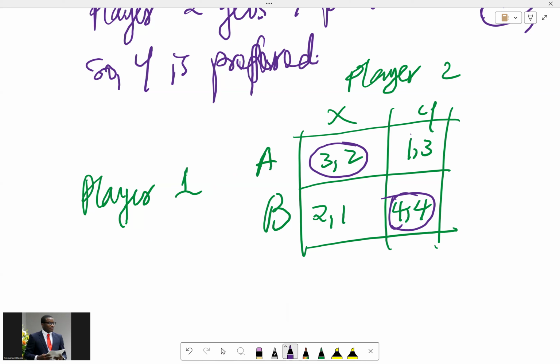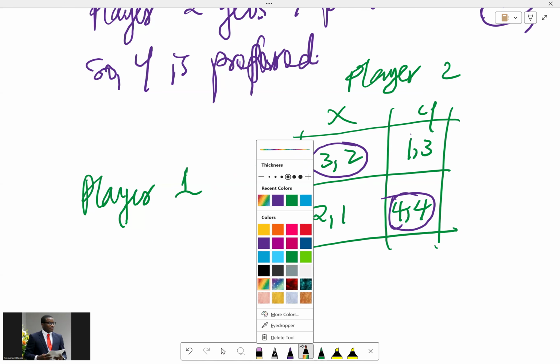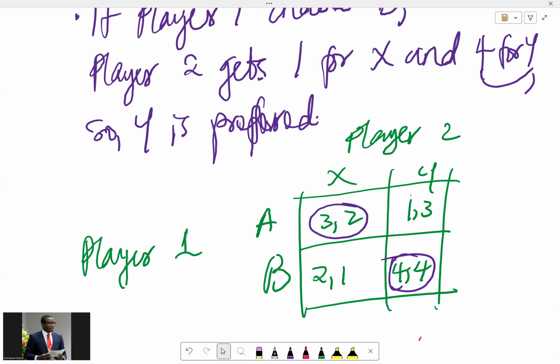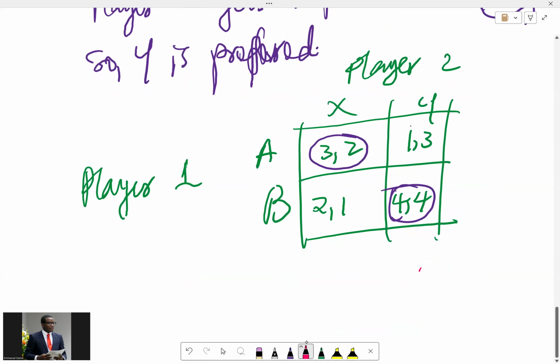Let me change this marker to something else. So imagine for player two, now what are the best responses? The best responses for player one are 3, 2, and 4, 4. So we want to see where they overlap, and that will be the Nash equilibrium. I think I should even write this: determining Nash equilibrium.